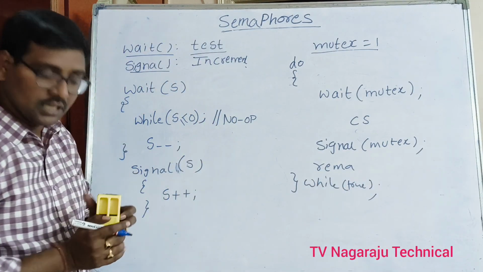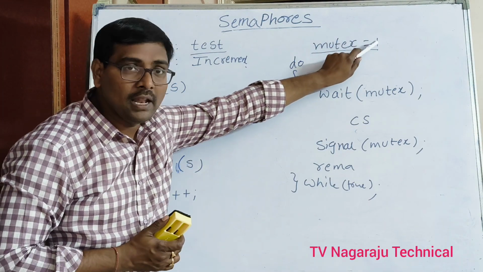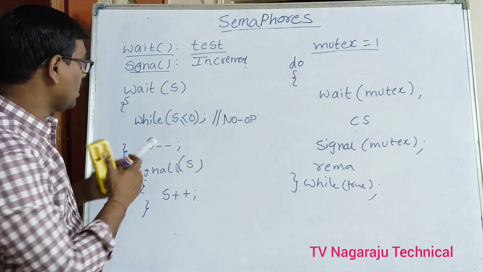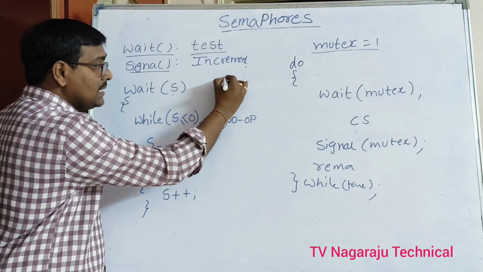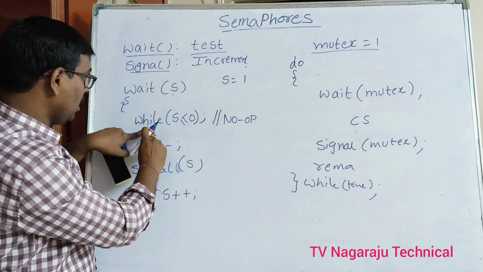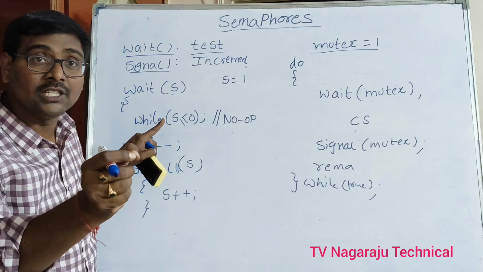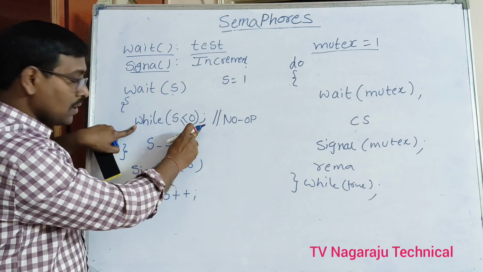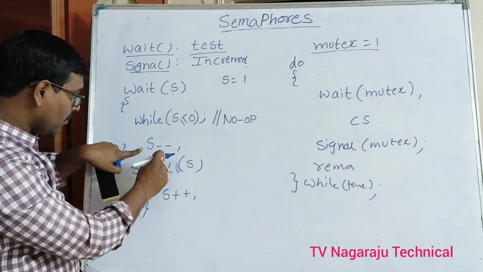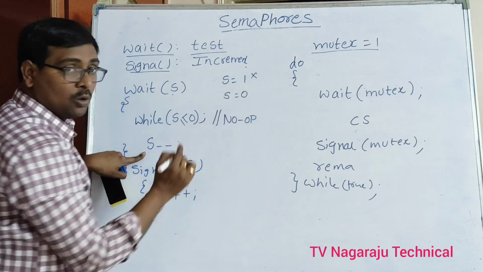So this is the general scenario. Now if you understand carefully, first the semaphore value is equal to 1, wait of mutex. Simply it calls the wait function. Now what is the value of S? The value of S is equal to 1. While 1 less than or equal to 0, that condition is false. Whenever the condition is false, the while loop is not executed. Move to here, and S value is equal to 0.